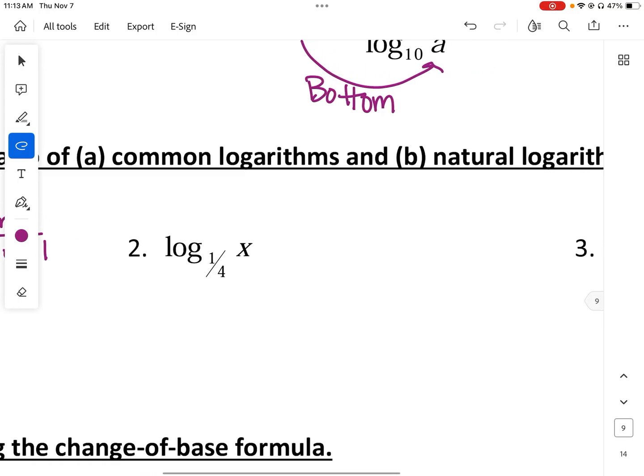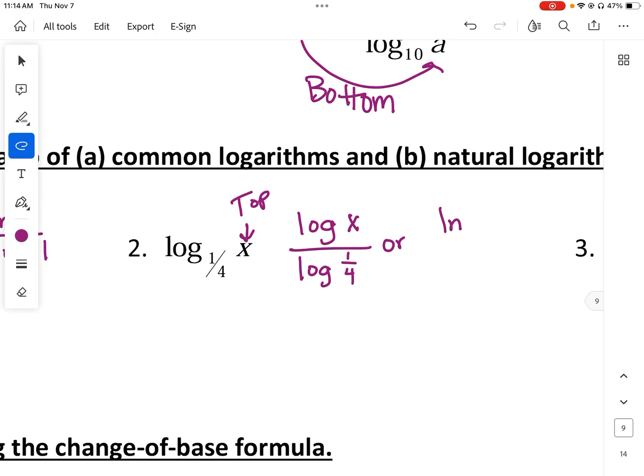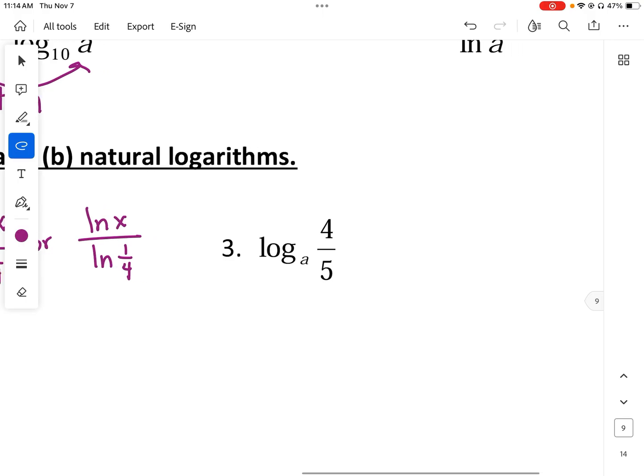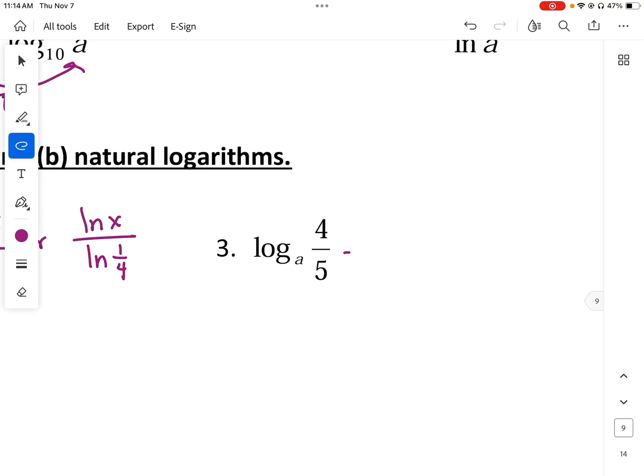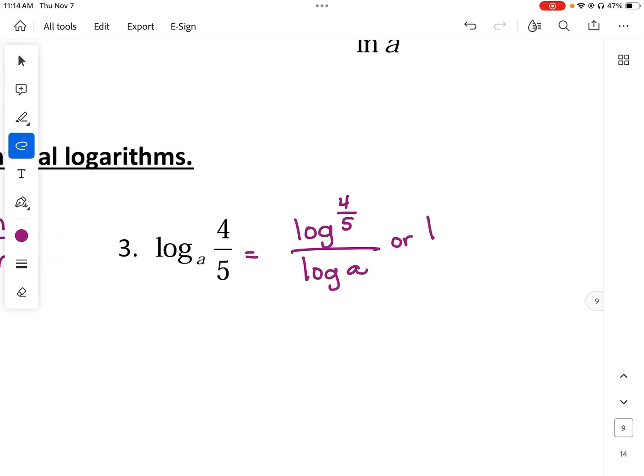Okay, the next one. Let's use this one on the top. Log base 10 of x, which I don't even need to put the 10 there because it's understood to be 10 if there's no base, over log of 1/4. Or we could do ln x over ln 1/4. Okay, the next one. Log 4/5 goes on top. Log a goes on bottom. Or we could use the ln, the natural log.